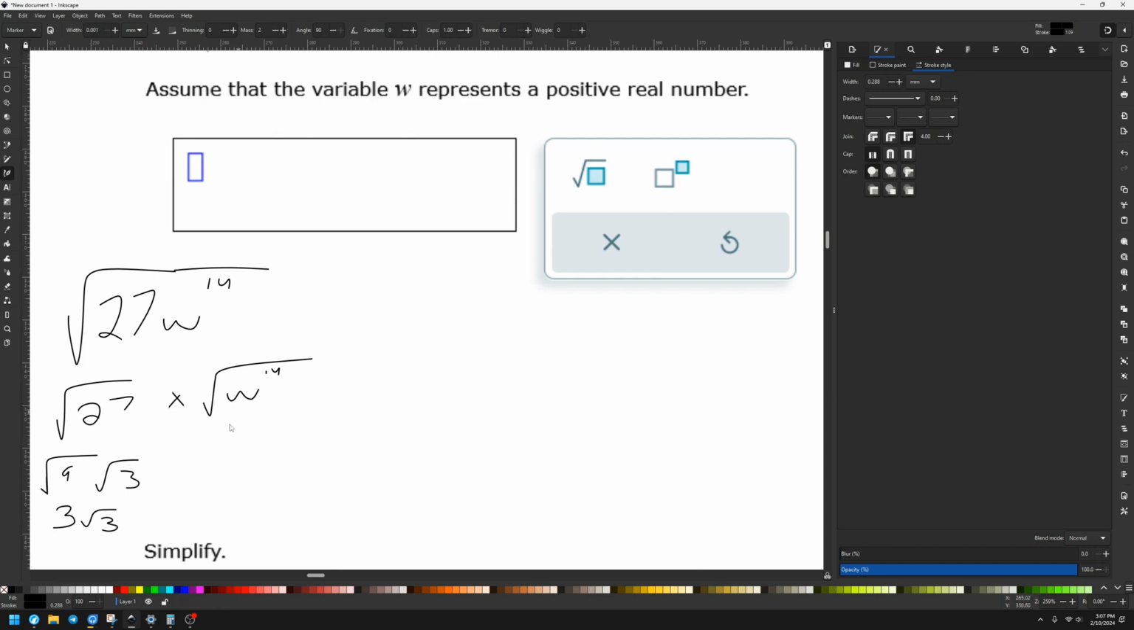And the square root of w to the 14th, the answer is w to the 7th, and if you're not sure why, this is why. So w to the 14th. And what a square root is really doing is you're raising it to the 1/2 power. So we're going to have w to the 14th to the 1/2 power. And exponent rules say that when you have exponents stacked like this, you multiply them. So we're going to be left with w to the 7th, because 14 times 1/2 is 7. So we're going to have 3 times the square root of 3 times w to the 7th. So our final answer is 3 times w to the 7th times the square root of 3.